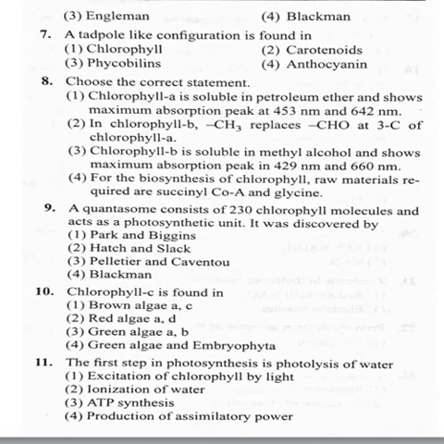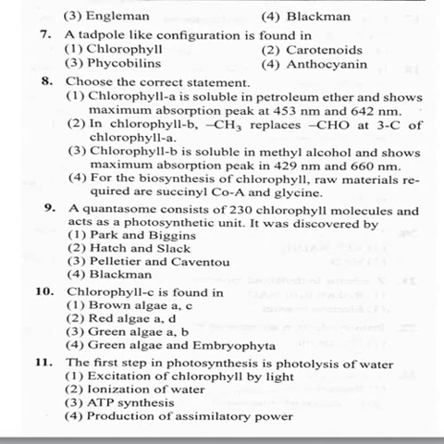Option 3, chlorophyll B is soluble in methyl alcohol and shows maximum absorption peak in 429 nanometers and 660 nanometers. Option 4, for the biosynthesis of chlorophyll, raw materials required are succinyl coenzyme A and glycine. These are the 4 options that they have given. They asked us to choose the correct statement.